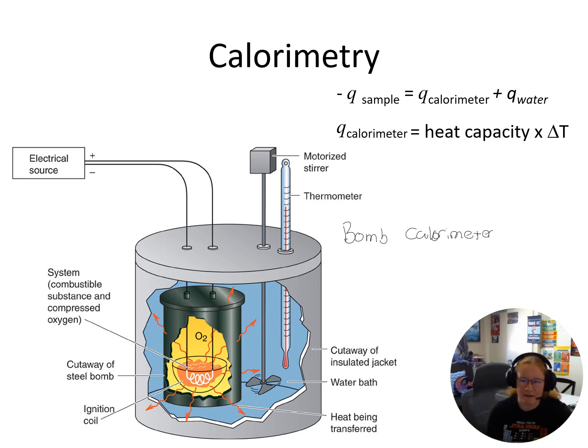And so, the Q of my water is still going to be MC delta T. The Q of my calorimeter, the heat of the calorimeter, is just going to be the heat capacity of the calorimeter itself times the change in temperature of the whole system. Okay? So let's take a look here.